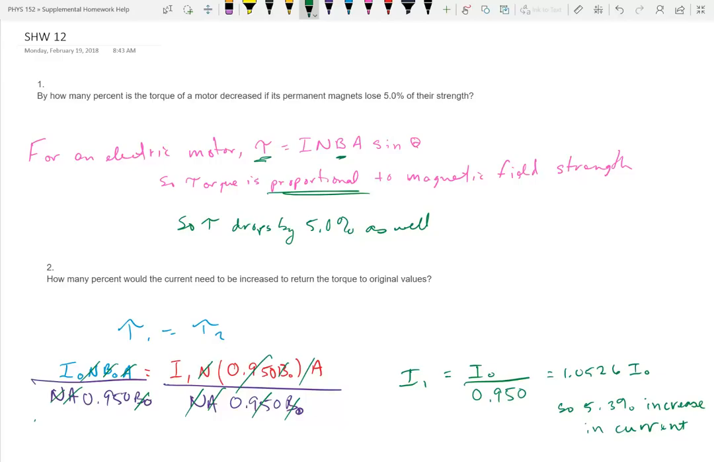Wait, 11.11. How did you get 5 point... Because I multiplied by 100 and I get this. 100% is what you were at. Gotcha. So it's an increase of 5.3%. Okay, now it makes sense.